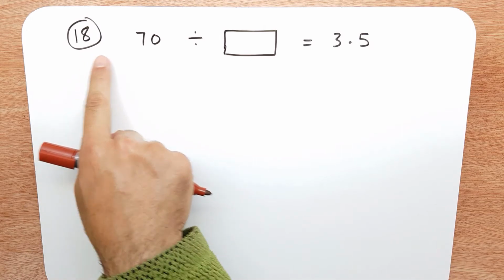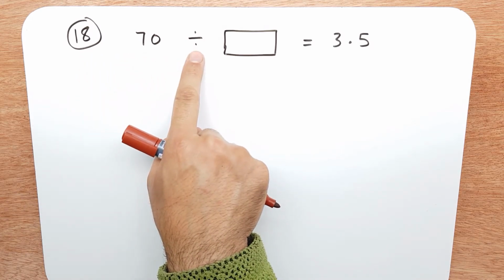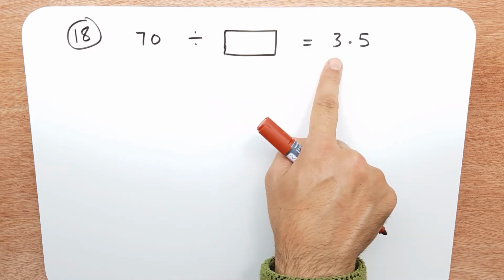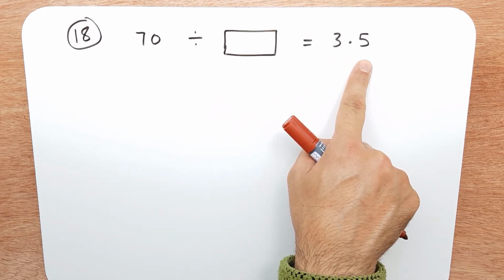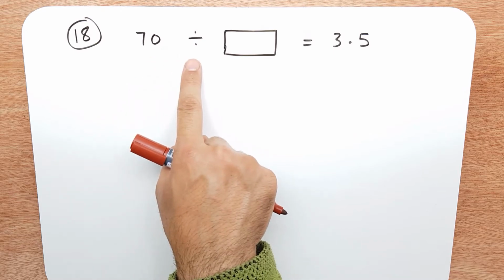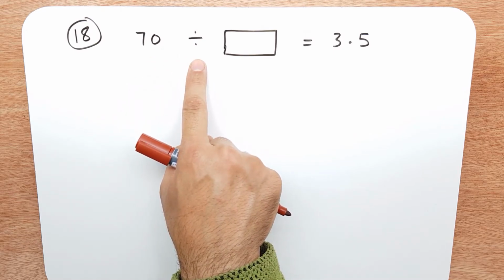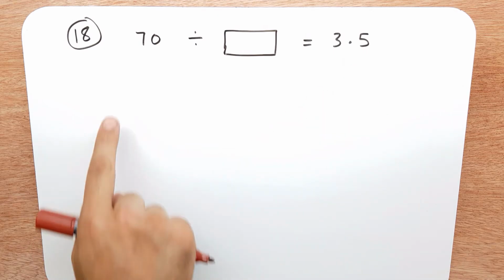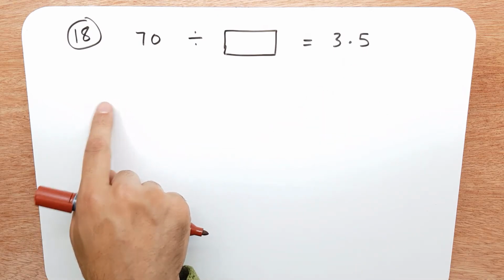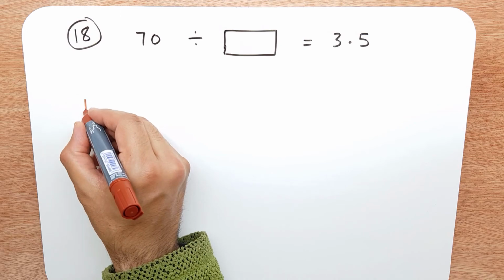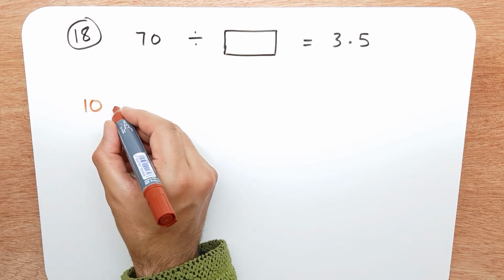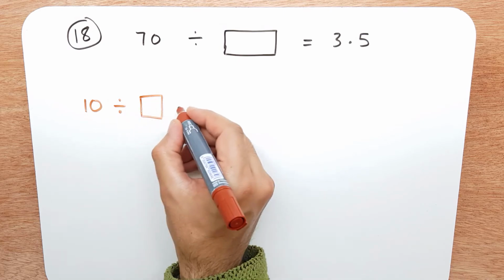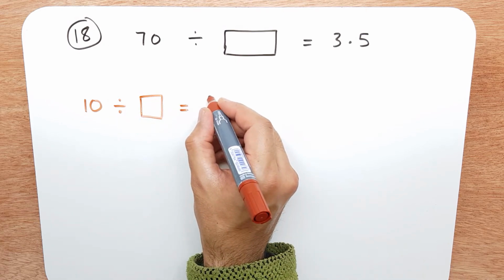Question 18 is 70 divided by something equals 3.5. So this is a bit trickier. 70 divided by or shared by something equals 3.5. What I'm going to do is show you an example here. So 10 divided by something equals 5.